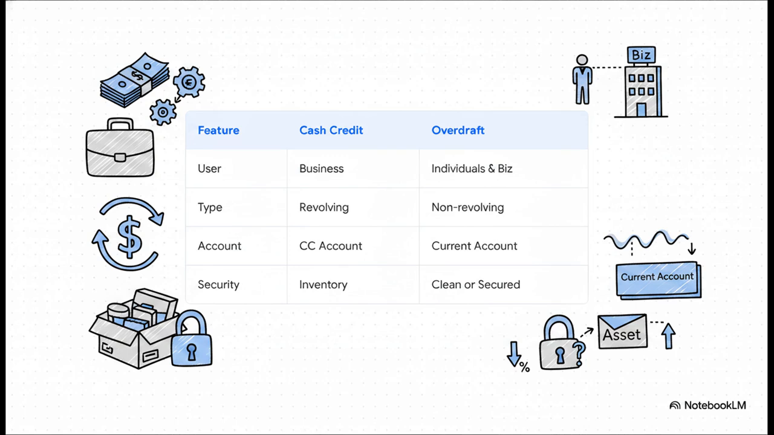Look at availability. Cash credit is strictly for business operations only, while an overdraft can be used by both individuals and businesses. Cash credit is a revolving credit arrangement opened in a dedicated CC account, and it's backed by your physical inventory. An overdraft, on the other hand, is a non-revolving setup directly linked to your existing current account. Because of that heavy, tangible inventory backing, cash credit generally enjoys a lower interest rate, whereas an unsecured overdraft is going to cost you just a bit more.